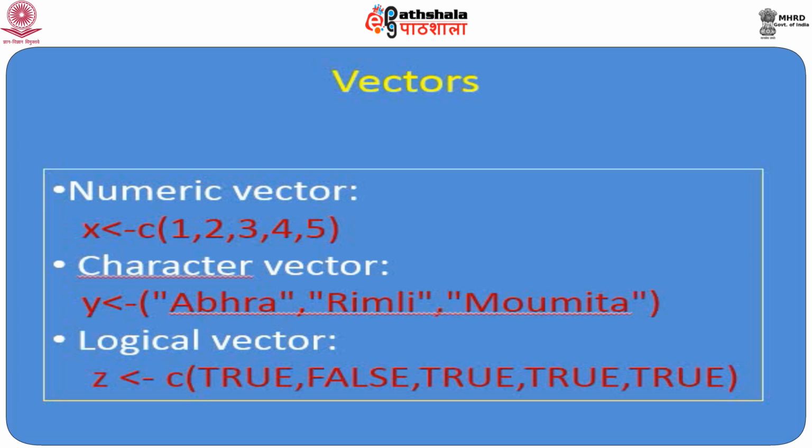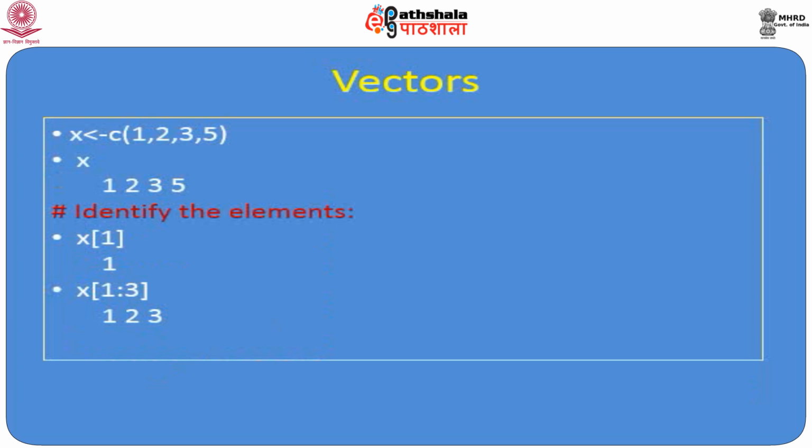Y is a character vector with these 3 elements, and these elements are written within double quotes, and obviously they are separated by commas. The next is the logical vector, which contains TRUE and FALSE only. So, if you type x, R will give you this, and if you want to identify an element or elements from the vector, then you need to use the third bracket like what we have given here. The first one is for the first element, and the second one is for the first 3 consecutive elements. You can see this from the code.